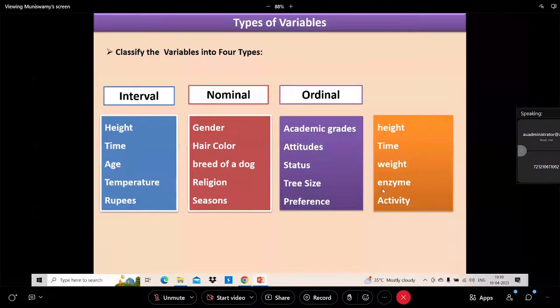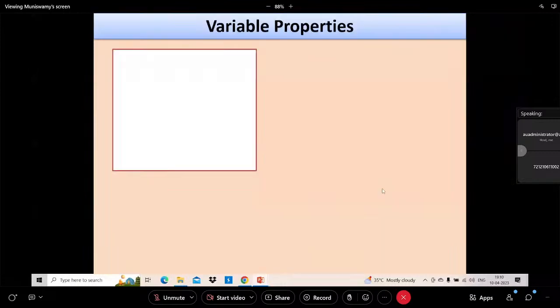Academic grades, okay, A grade, B grade, C grade, outstanding, attitude, good, worse, bad, status, low, medium, high, free size, small, big, preferences. So these are all ordinal type of data. This is ratio. Almost interval and ratio may be same. After identifying this type of variables, next, properties of a variable. It is very, very, very important.